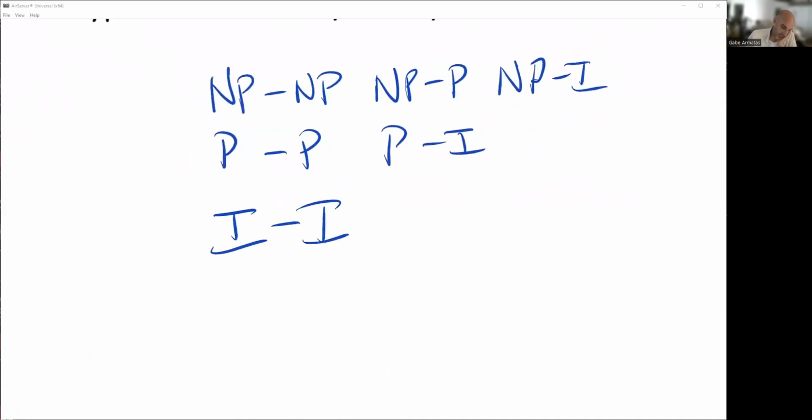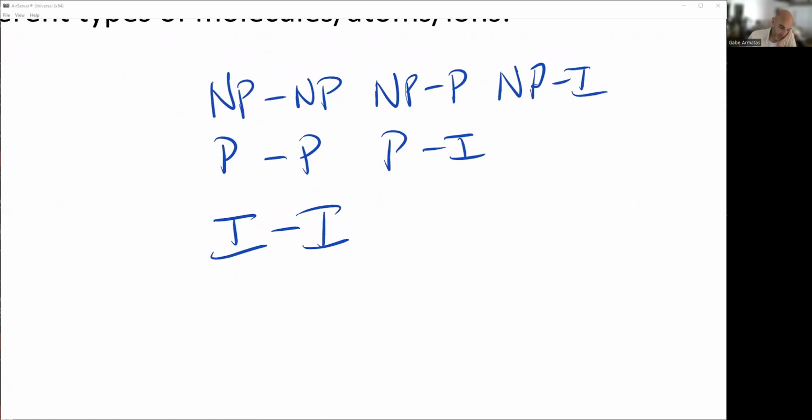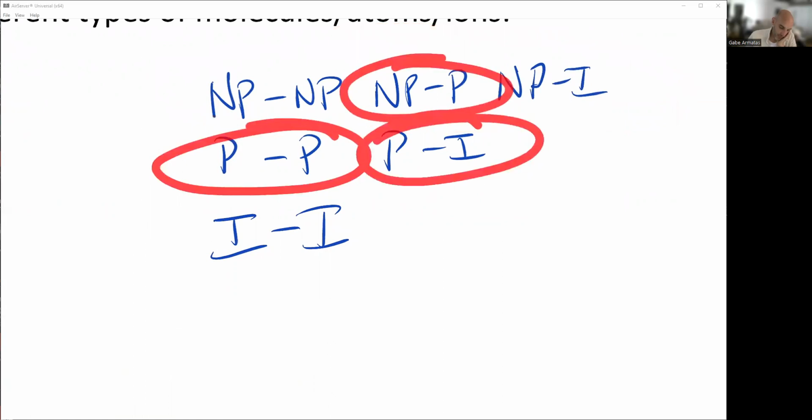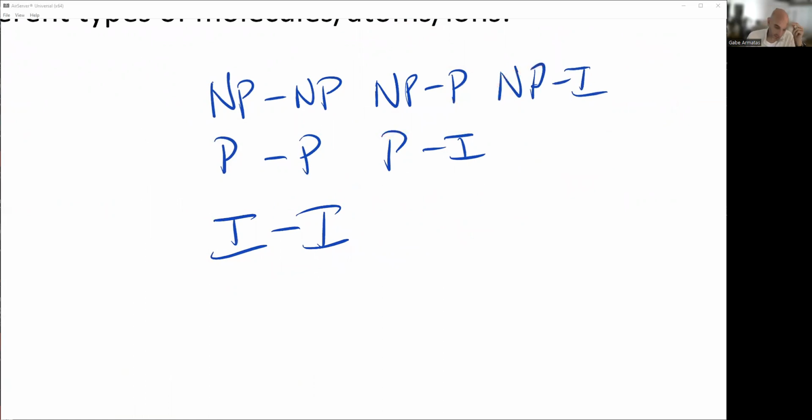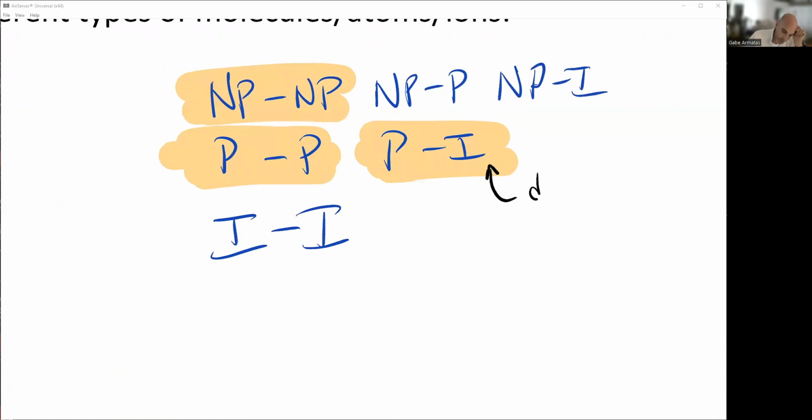So if we take a look at these, that's all the different combinations that we have. Nonpolar with the 3 different types, polar with the 3 different types, and then ion with the 3 different types. So these are the 6 combinations that I can have. The ones that are important are nonpolar, nonpolar, polar, polar, and to a lesser extent, polar and ion. We're going to see this a lot when you actually talk about dissolution.